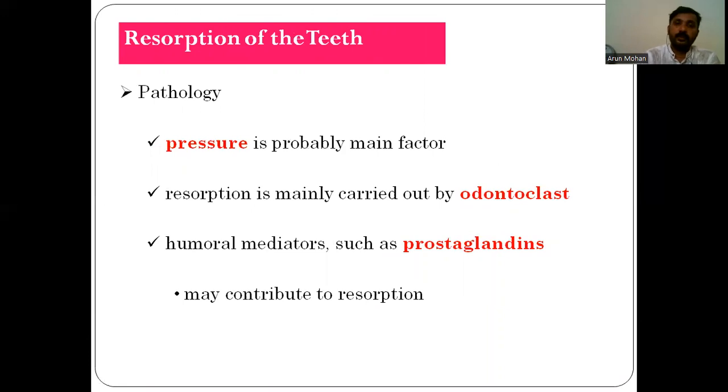So the resorption of teeth is usually caused due to three factors. One is pressure. As we saw in case of the physiological resorption, the pressure is created by the succeeding permanent teeth on the root of deciduous teeth. So pressure is probably the main factor. There should definitely be the role of odontoclasts, which will have to resorb the tooth surface. And there will be humoral mediators such as prostaglandins, which will help with the resorption.